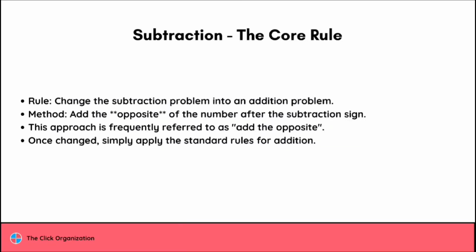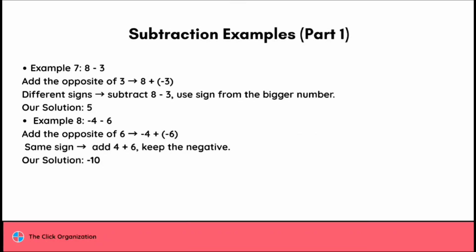The rule says, change the subtraction problem into an addition problem. Method: add the opposite of the number after the subtraction sign. This approach is frequently referred to as "add the opposite." Once changed, simply apply the standard rules for addition. To understand these rules even better, let's look at some examples.